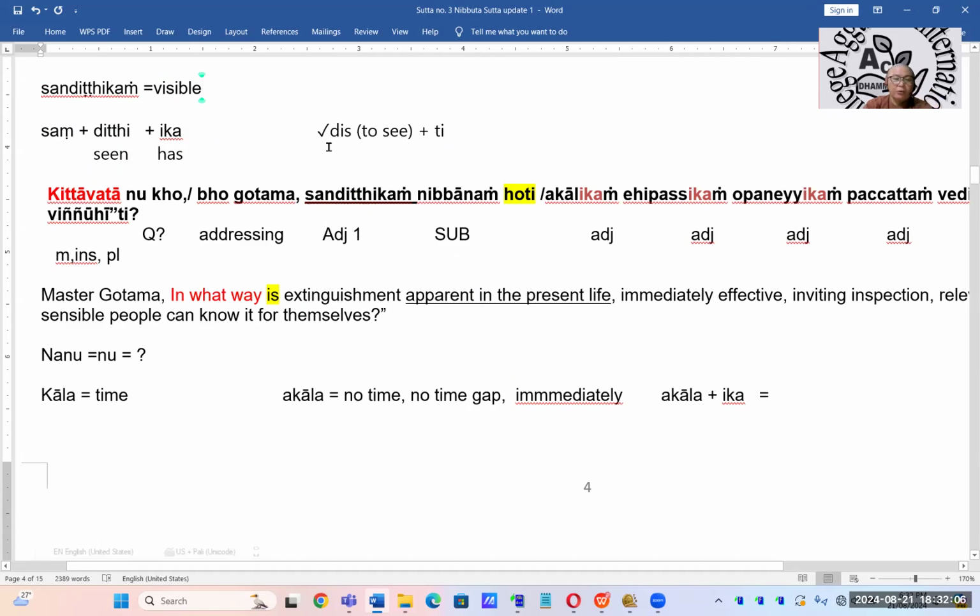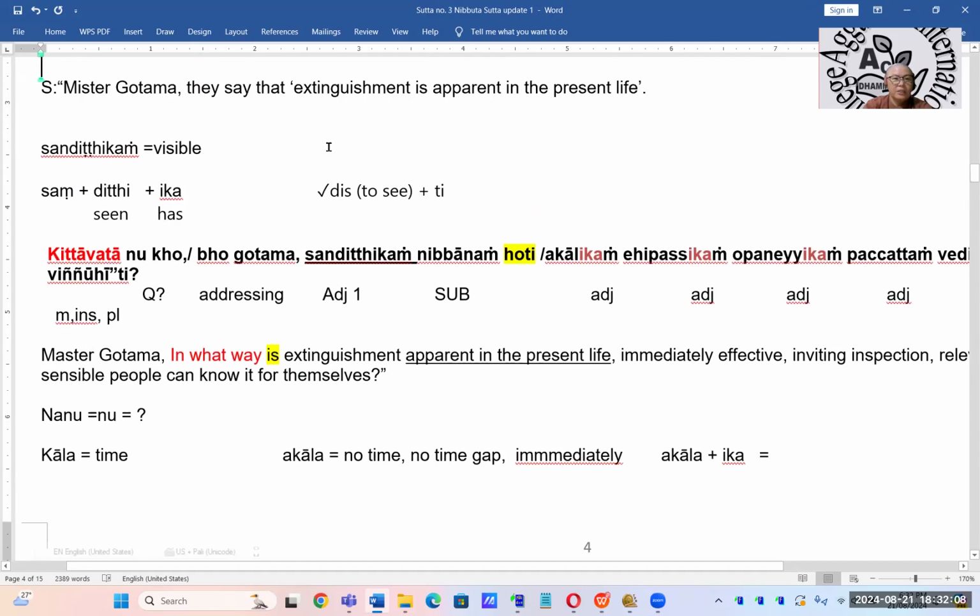But sandiṭṭhika, as I told you last week, has another meaning: talking about the present life, because in the present life we can only see; we cannot see the past life or future life. So sandiṭṭhika has two meanings. One is visible in the present life, which is why the translation is apparent in the present life. So we have to think about this saṃ. What do you think? It depends on the commentary, how they interpret.